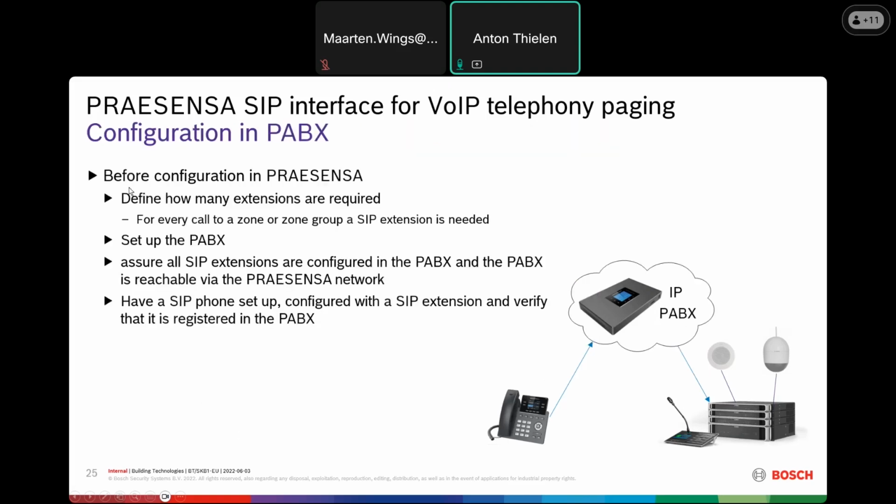The configuration in the PABX is that you need to define the number of extensions which you would like to use. For every call to a zone or a zone group, a SIP extension is needed. You can set that up in the PABX and ensure that the SIP extensions are configured in the PABX, and the PABX is reachable via the PRAESENSA network, and then set up your extensions in PRAESENSA.